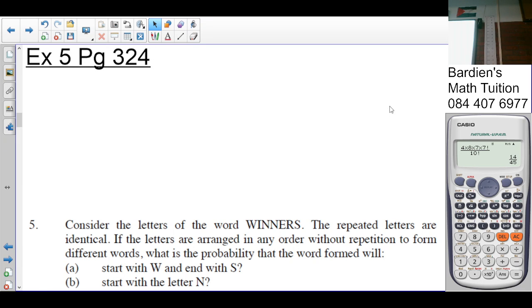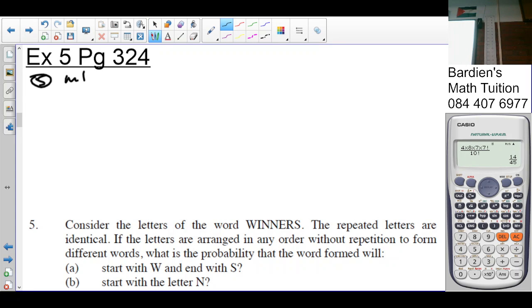Okay, people, number 5. Consider the letters of the word winners. Now, we spoke about this word already. Didn't we do the sum? Okay, it's a different scenario, but we're busy with probability. So, consider the letters of the word winners. The repeated letters are identical. So, what does that mean? What comes to mind? The formula. Yes, the formula. Alright, what's the formula?